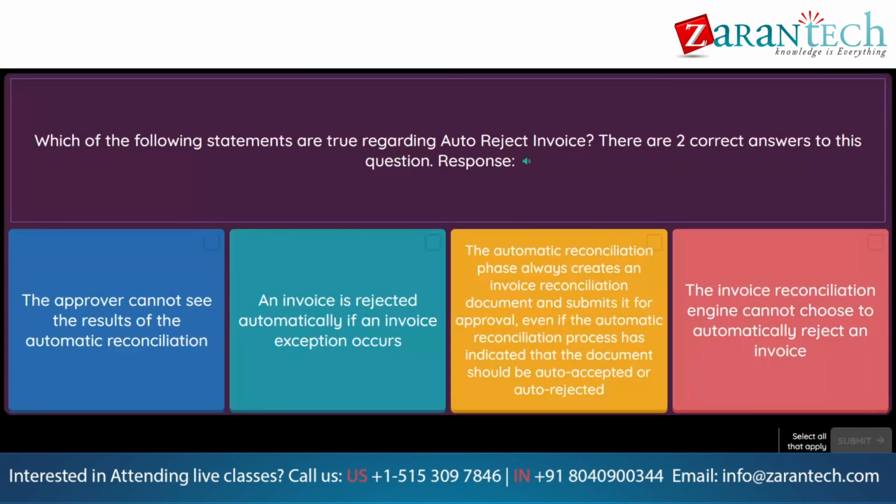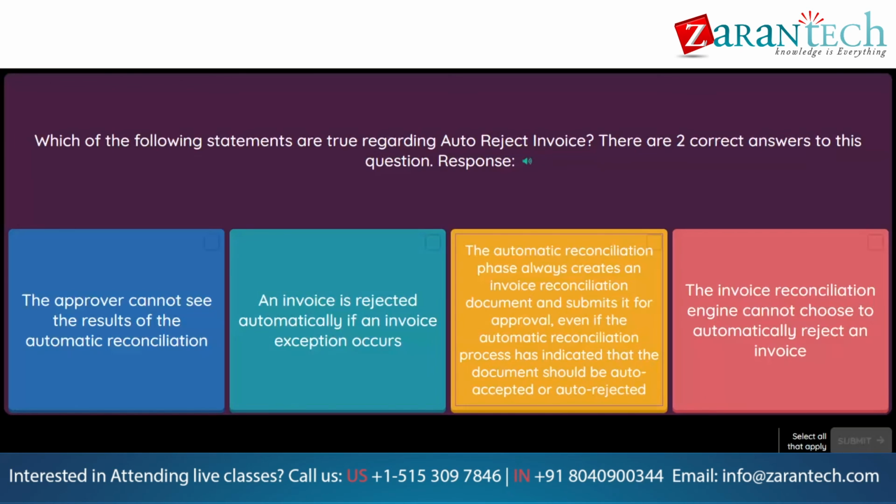Question: which of the following statements are true regarding auto-reject invoice? There are 2 correct answers to this question. Response. Option 1, the approver cannot see the results of the automatic reconciliation. Option 2, an invoice is rejected automatically if an invoice exception occurs. Option 3, the automatic reconciliation phase always creates an invoice reconciliation document and submits it for approval, even if the automatic reconciliation process has indicated that the document should be auto-accepted or auto-rejected. Option 4, the invoice reconciliation engine cannot choose to automatically reject an invoice.